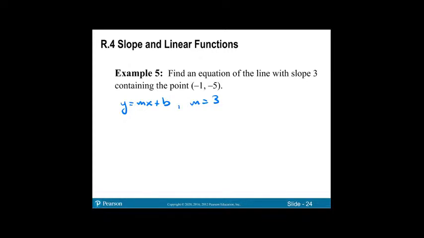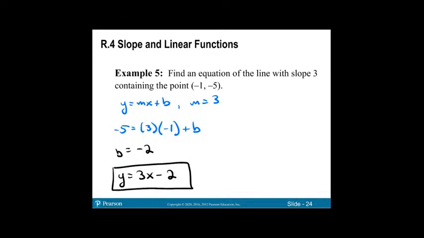So then y is -5, the slope is 3, x is -1. Only thing we don't know is b, so we could solve for b. If we add 3 to both sides, b equals -2. So then the equation of the line is going to be y equals 3x minus 2. We get this result, and we need to check.